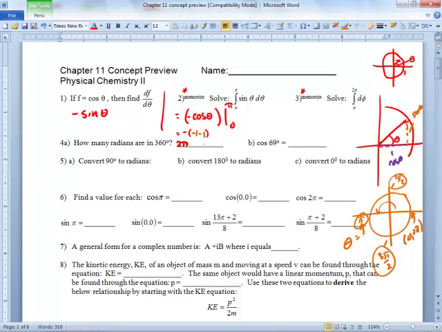And then the other one, solve this one. That's going to be what evaluated from 0 to 2 pi?